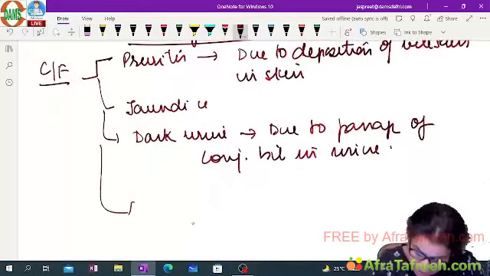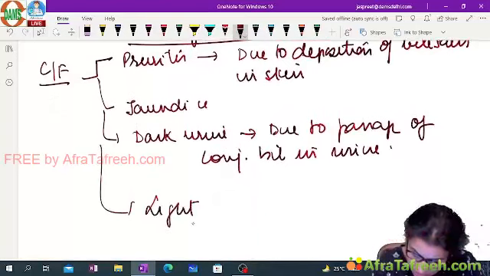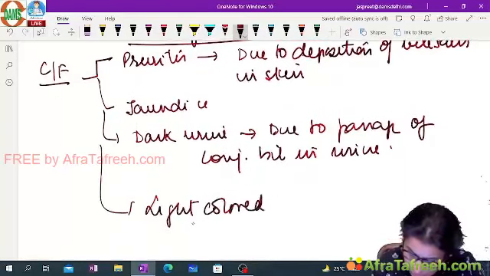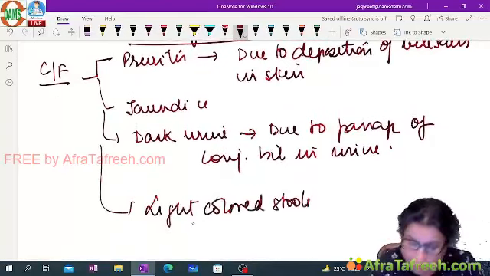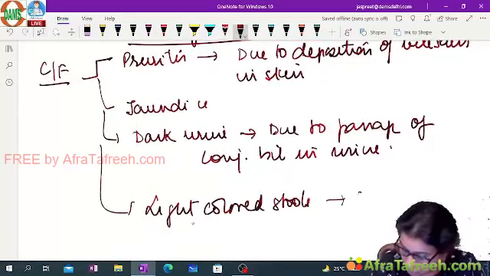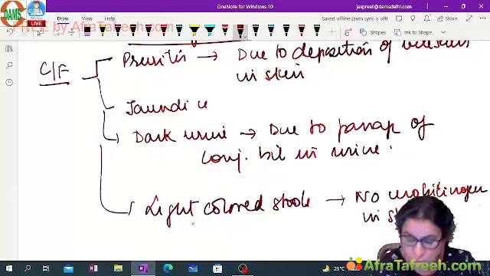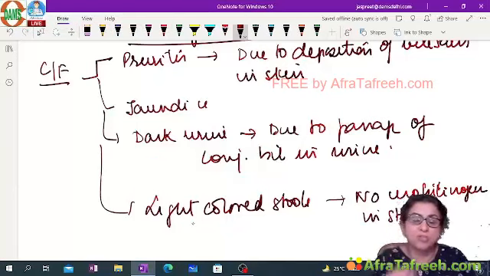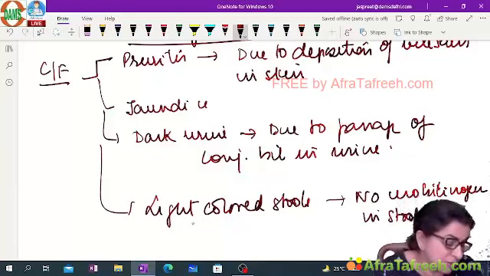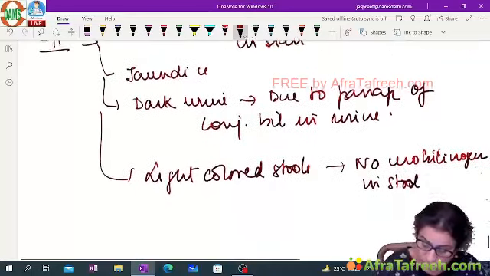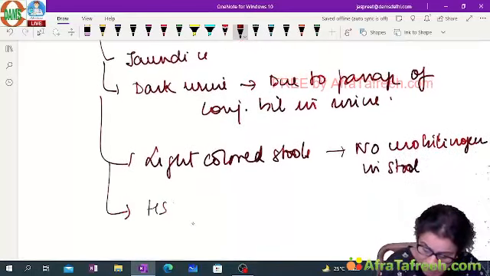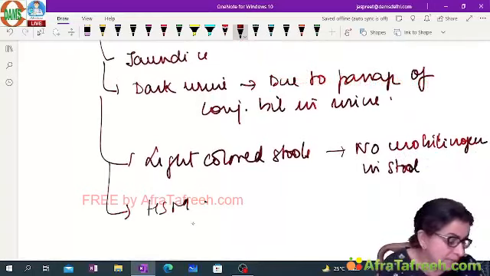Second, light colored stools. Stools are pale or light in color because there is no urobilinogen in stool. Urobilinogen is responsible for the color of stool. In addition, the patient can also have hepatosplenomegaly.